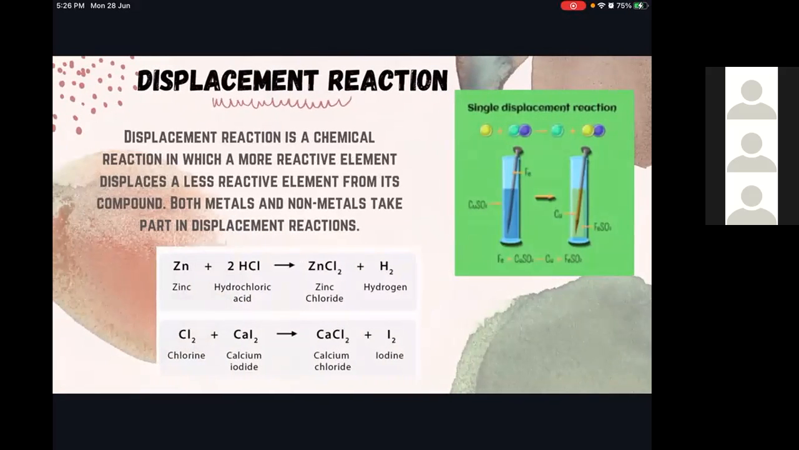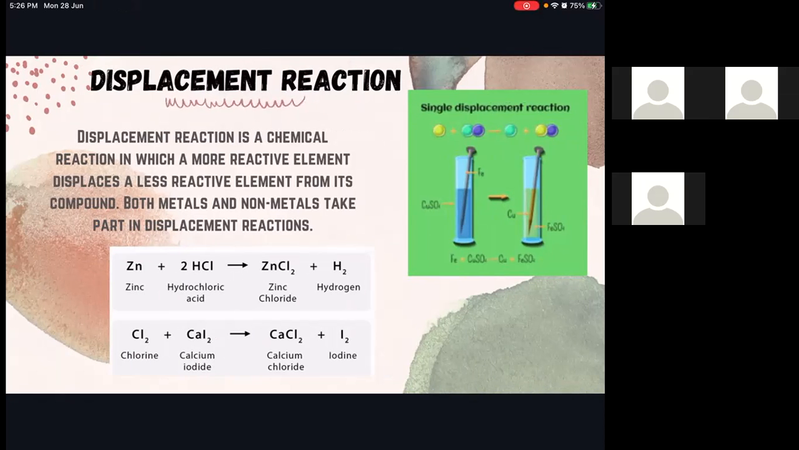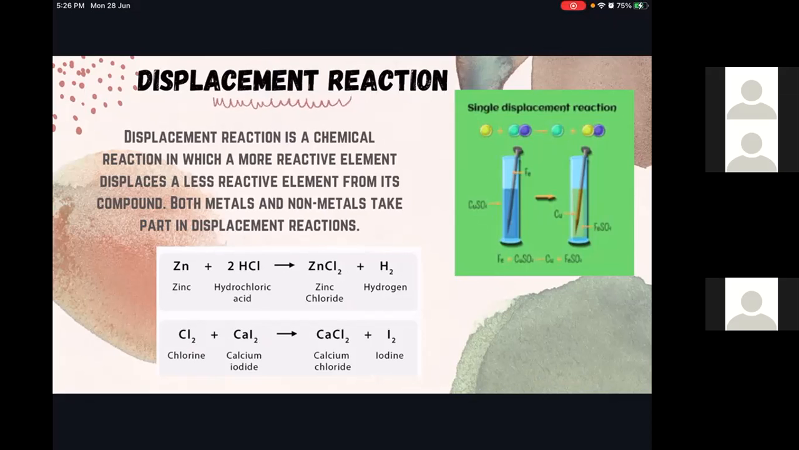Displacement reaction. Displacement reaction is a chemical reaction in which a more reactive element displaces a less reactive element from its compound. Both metals and non-metals take part in this displacement reaction. Zinc plus hydrochloric acid gives zinc chloride and hydrogen. Chlorine and calcium iodide give calcium chloride and iodine.